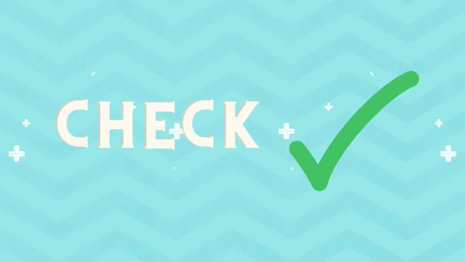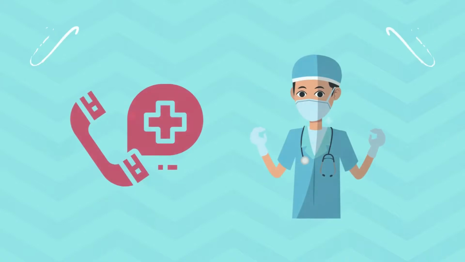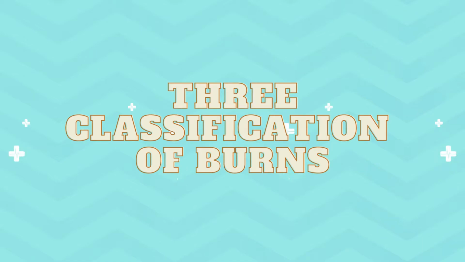Then apply the first rule, which is the check. Quickly check the casualty's burn injury and help them remove jewelry, belts, and other tight clothing. Call for emergency medical help if it is covering major joints, hands, feet, genitals, or face, and is severely affected. Also, check what kind of burn they have.